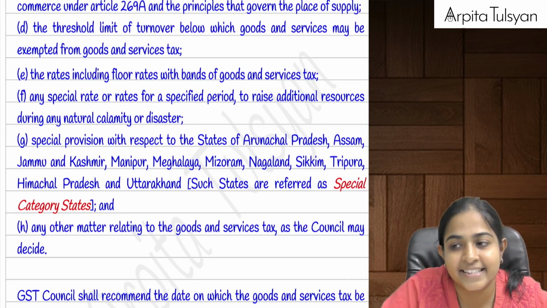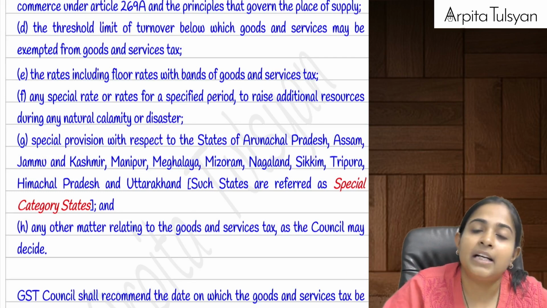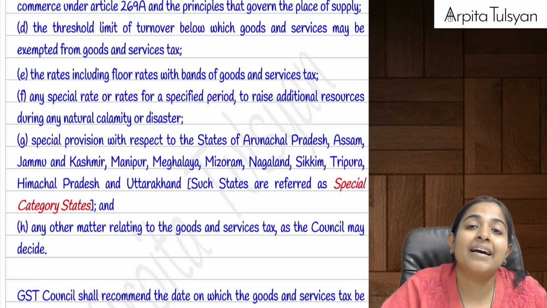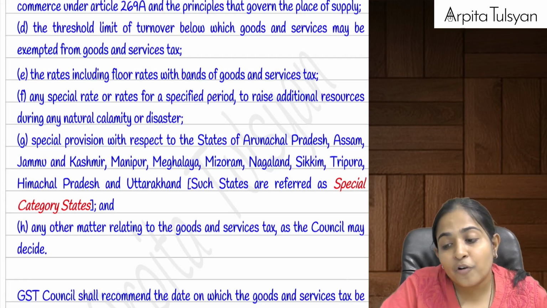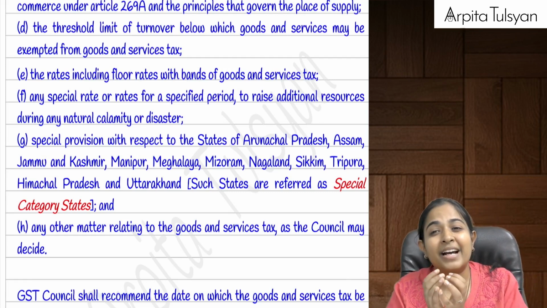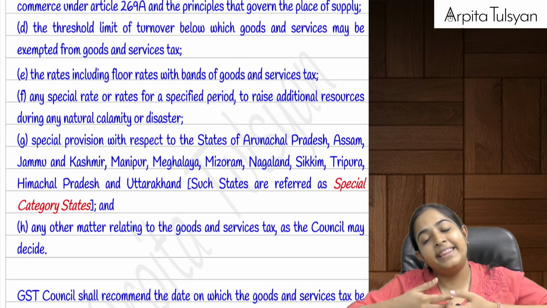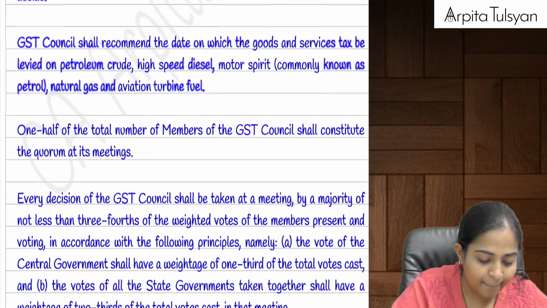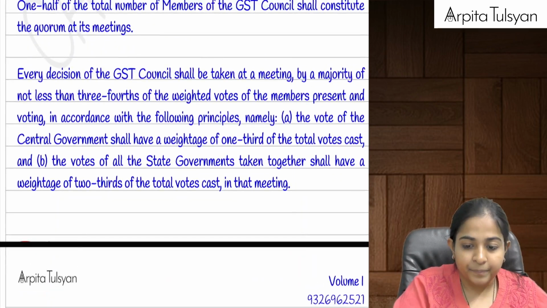between the center and the states. Now, it's not that the GST Council will decide everything. The GST Council will make recommendations. The work of the GST Council is to make a draft of a particular law, then present it before the union and the states, and then they will decide whether to make it applicable or not. Are you clear with this?